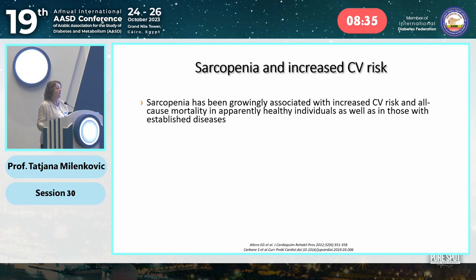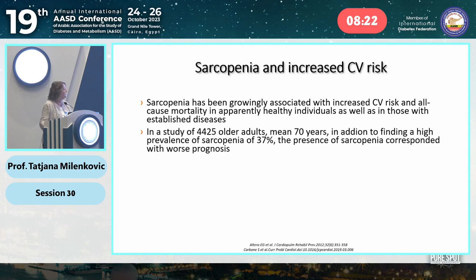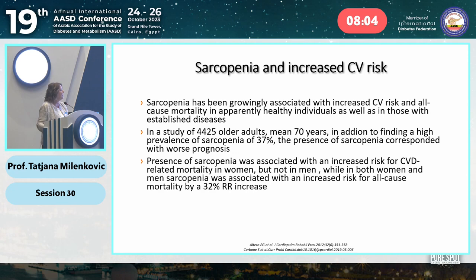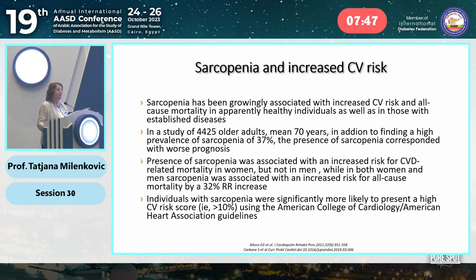So it was suspected that sarcopenia correlates with higher cardiovascular risk and higher mortality, or earlier mortality, in these patients with sarcopenia. And in one study of more than 4,000 patients older than 70, in addition to finding a high prevalence of sarcopenia, this sarcopenia was associated with worse prognosis, especially cardiovascular risk. So it was associated with increased risk for cardiovascular related mortality, especially in women, not so much in men. While in both women and men, sarcopenia was associated with increased risk for all-cause mortality. And using this American score for cardiovascular risk, all these patients have a higher than 10% risk for cardiovascular mortality if they were diagnosed with sarcopenia.